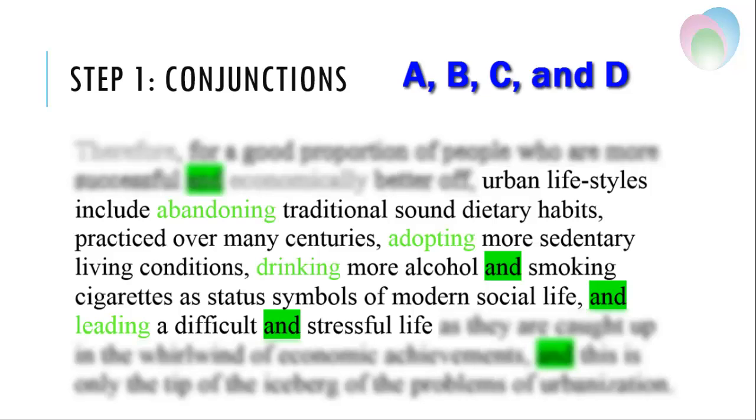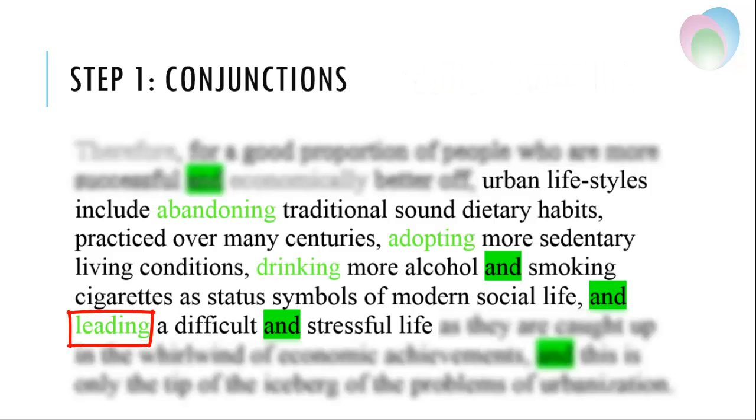The word after and is leading. Now we have to move back in the sentence and see what other words we can find that are similar grammatically to leading. Also remember that in a series, the items are separated by commas. The first item that we encounter is drinking, and as you can see, drinking is preceded by a comma. The next item is adopting, again preceded by a comma.